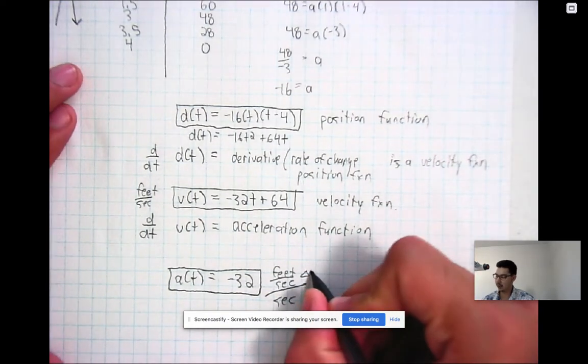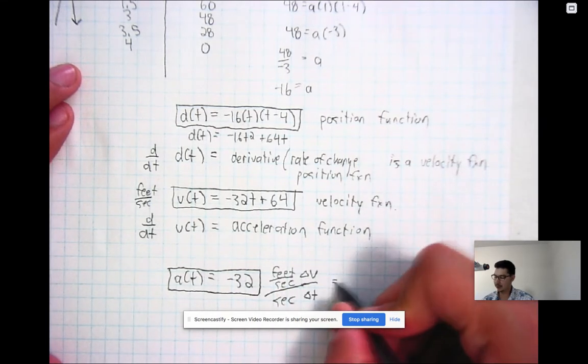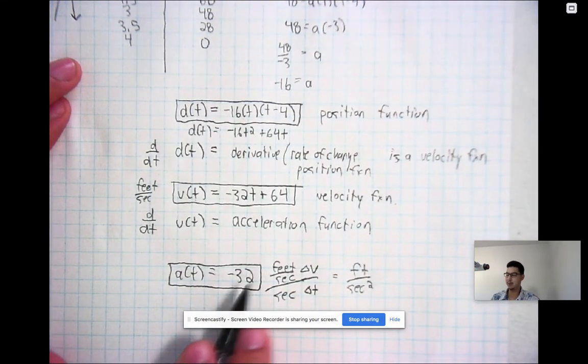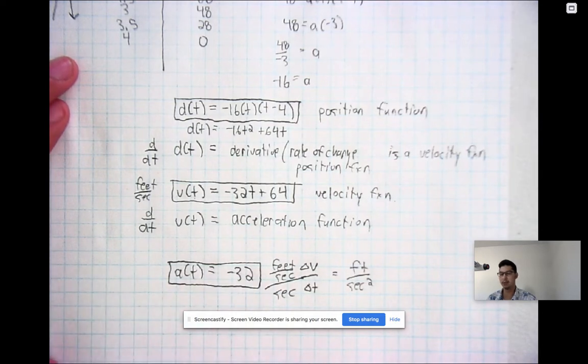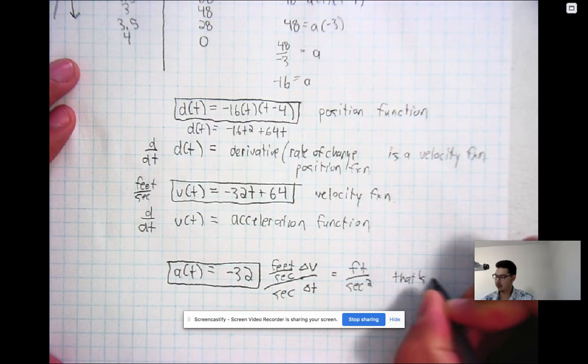The change in velocity over the change in time, which you could also write as feet per second squared. But what is -32 feet per second squared? Well, any of you who have taken physics, well, that is the constant, the universal rate of gravity. Well, that's gravity.